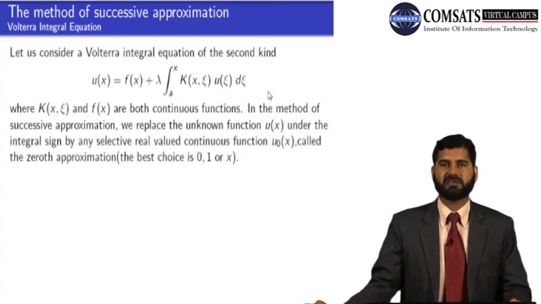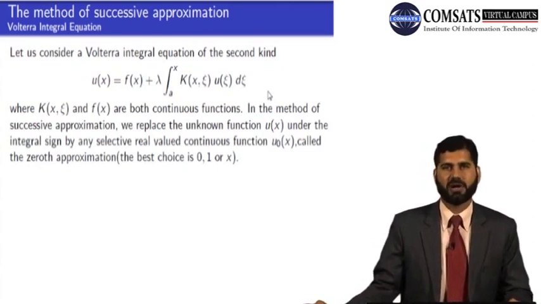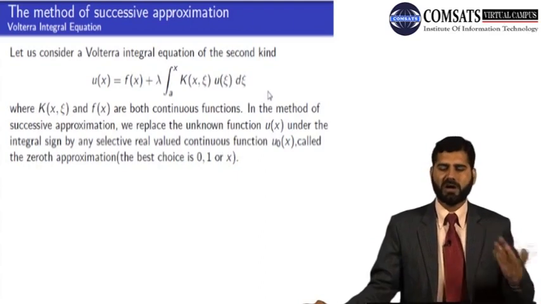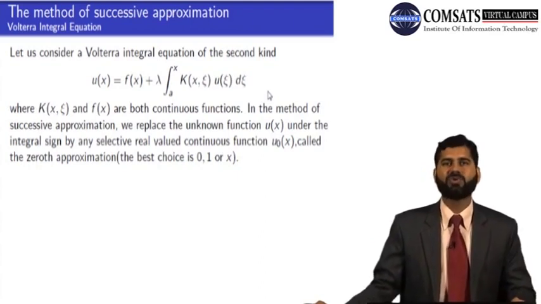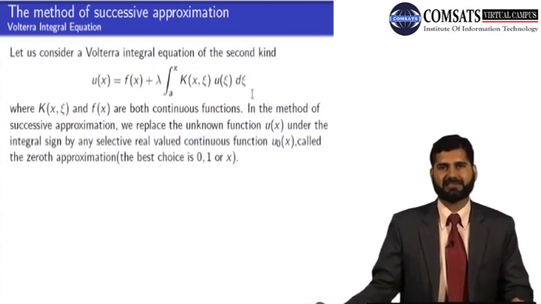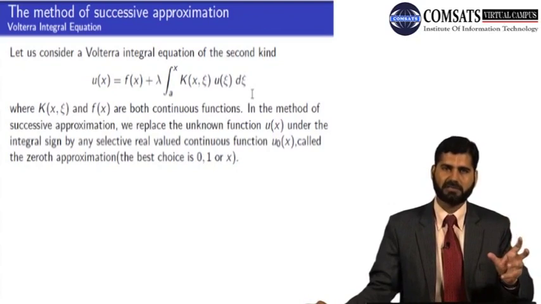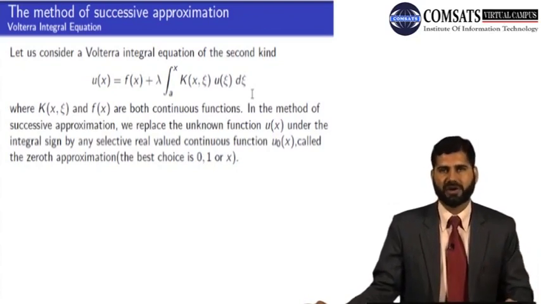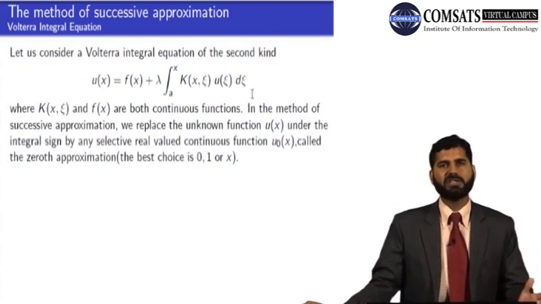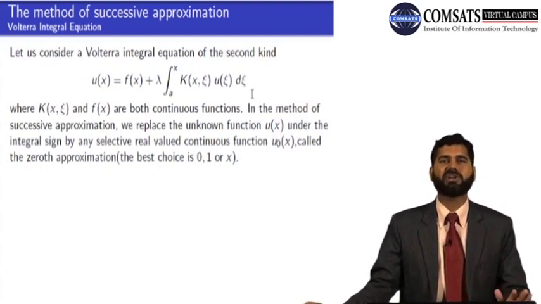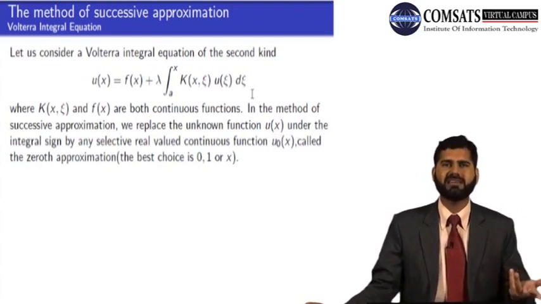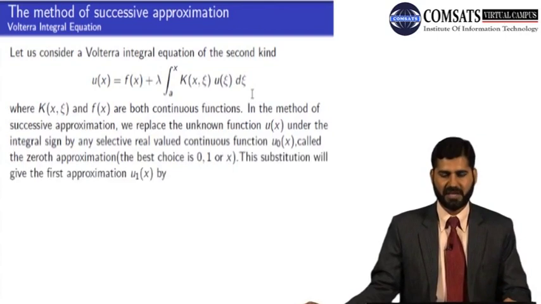The best choices for u0(x) are 0, 1 and x. Of course, we want to keep things easier. So we don't want to keep u0(x) a very complicated function. Why should we do that? It's a very first approximation, 0th order approximation. We call it 0, 1 or x. All right? You can choose something else as well. It's not restricted to these three functions. But these are the best choices basically.